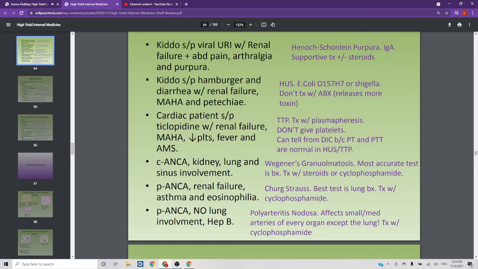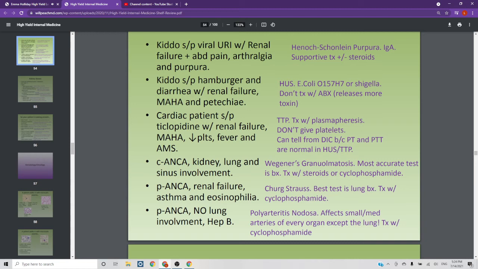A cardiac patient after ticlopidine and renal failure, MAHA, low platelets, fever, and altered mental status. TTP, good. So why is the ticlopidine in there? It's been shown to cause TTP. So they actually don't use ticlopidine very much anymore because it shows an increased risk of having TTP. So the important thing to remember here, the treatment is emergent plasmapheresis. Do not give platelets to these patients.